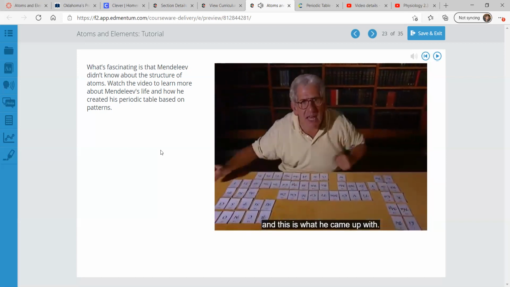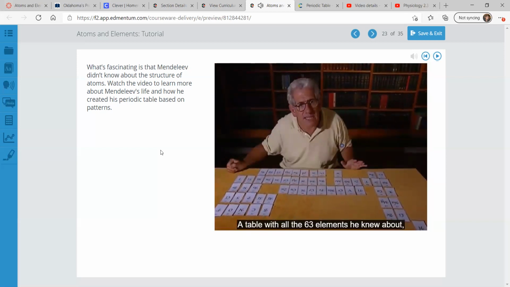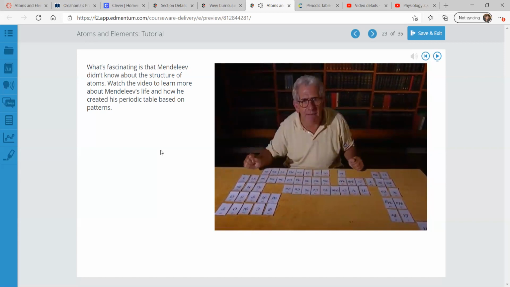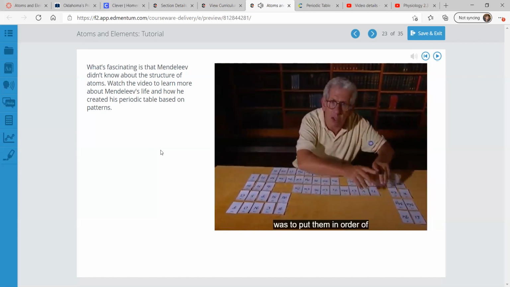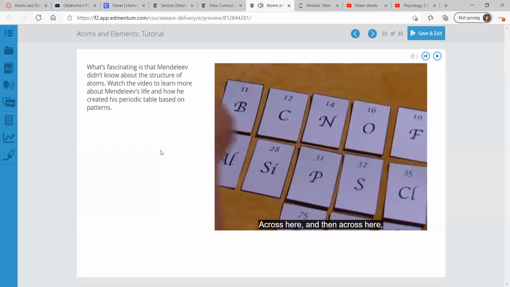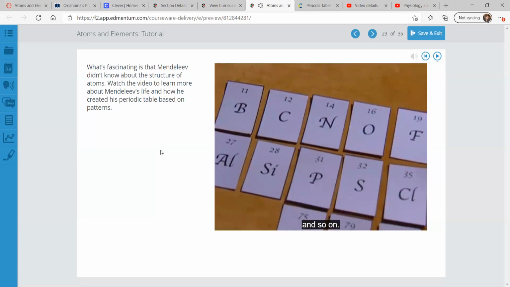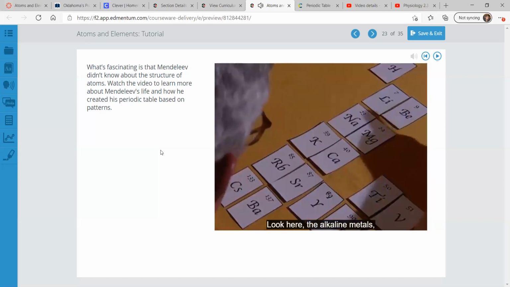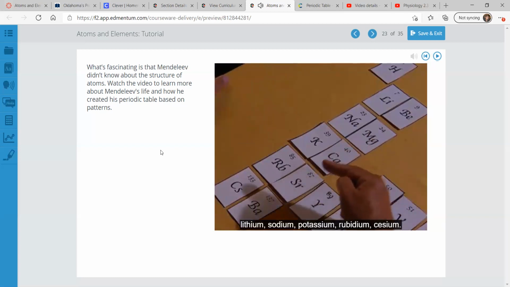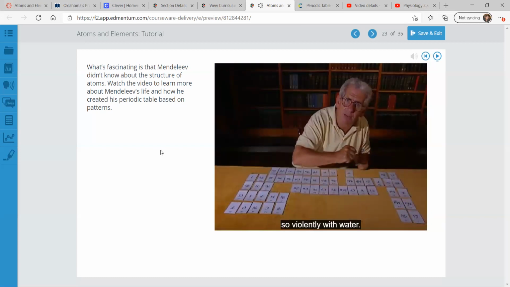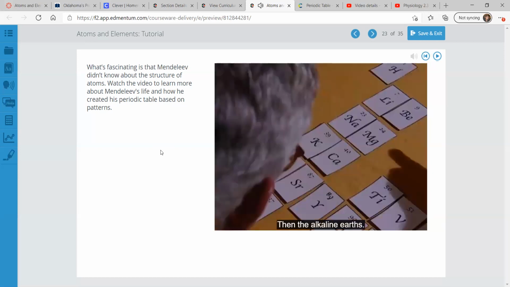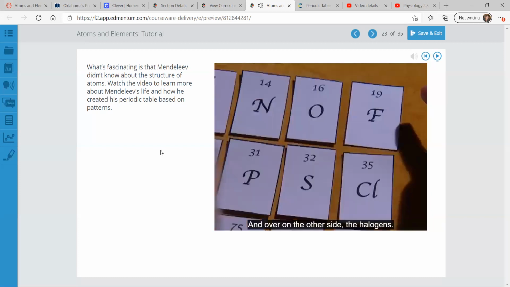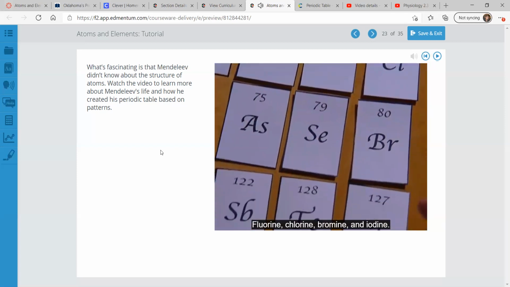And this is what he came up with. A table with all the 63 elements he knew about, all laid out in one big array. What he'd basically done was to put them in order of increasing atomic weight, going across here and then across here and so on. But he'd also managed to get all the families together. Look here, the alkali metals, lithium, sodium, potassium, rubidium, cesium. These are the ones that react so violently with water. Then the alkaline earths, beryllium, magnesium, calcium, strontium, barium. And over on the other side, the halogens, fluorine, chlorine, bromine, and iodine.